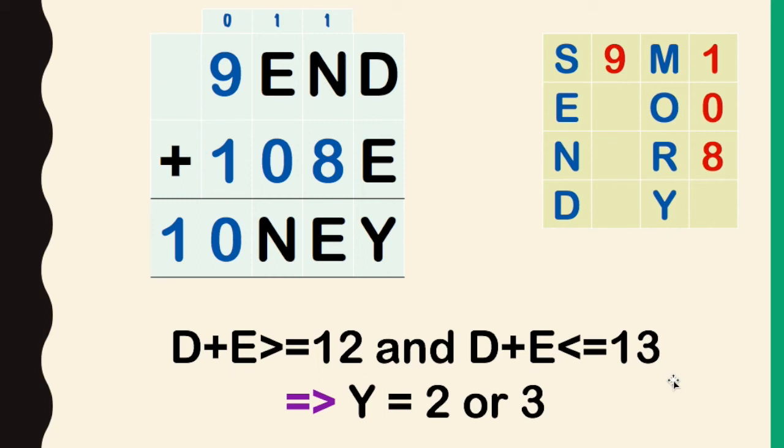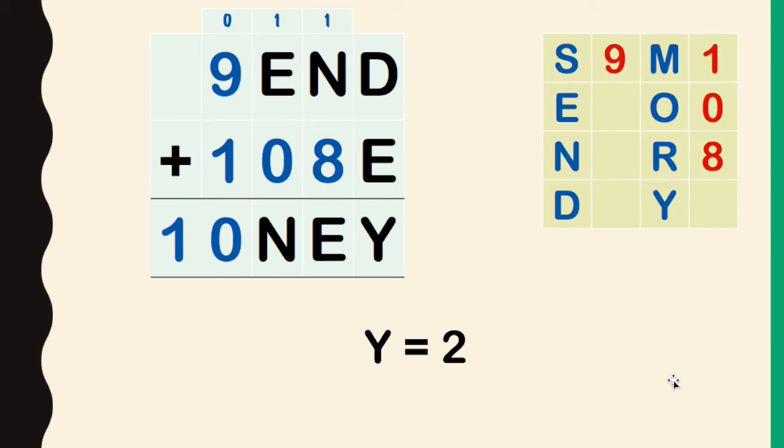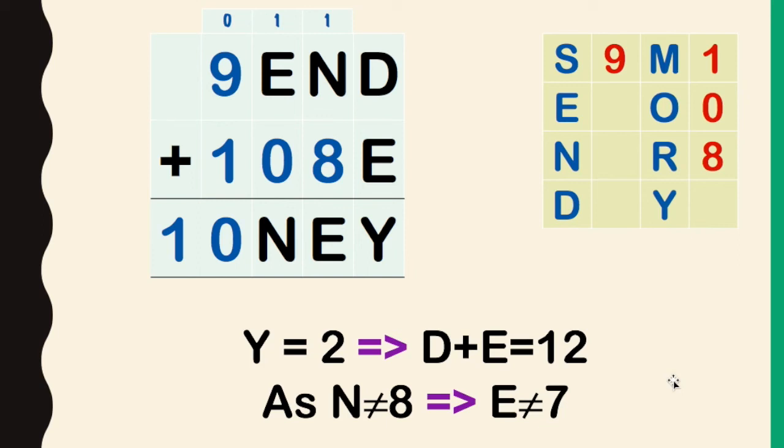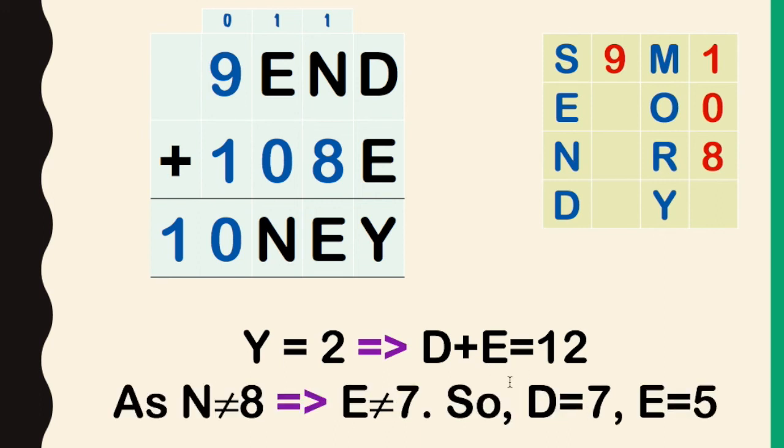So let's solve it on a case by case basis. Let's take the first case. Let's take the value of Y is equal to 2. Now Y is equal to 2 implies D plus E is equal to 12. Now N cannot take the value 8. Why? Because 8 is taken, and we know from our previous work that E plus 1 is equal to N, which implies E cannot be 7. So if E cannot be 7, this means D will be 7 and E is equal to 5 in this case. D plus E is equal to 12. They can't be 6, 6 because they can't be the same.